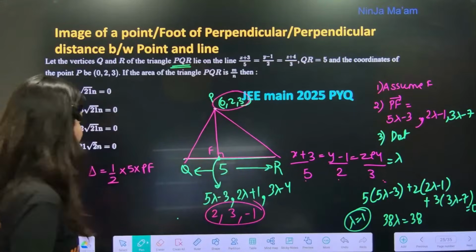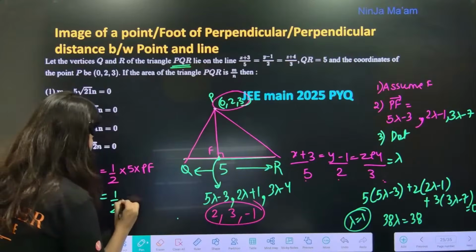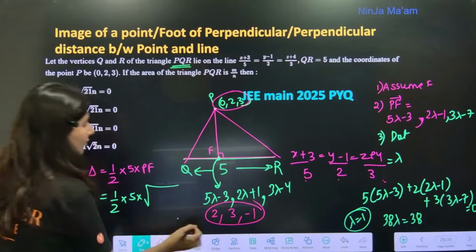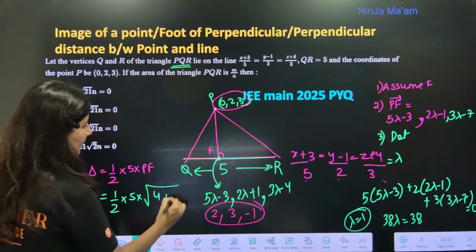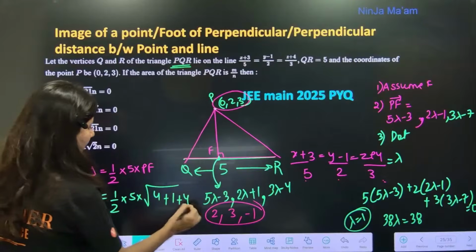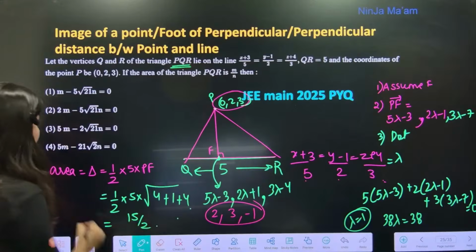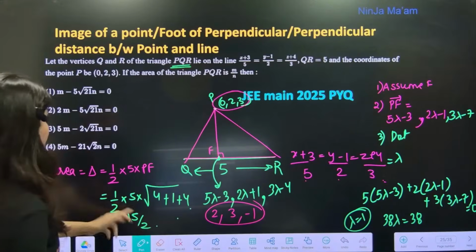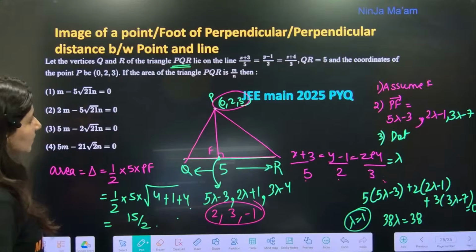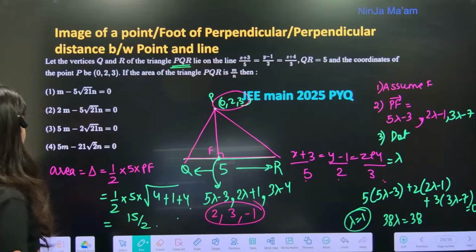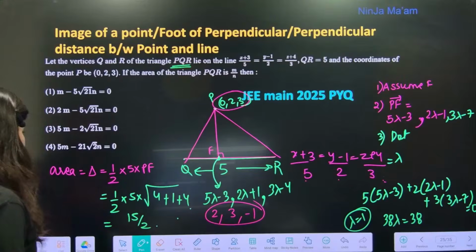So now PF, everybody. 1 by 2 into 5 into square root of, so this is 4 plus 1 plus 4. So this is your 3. So 15 by 2. This is your area. Okay. So area is 15 by 2.